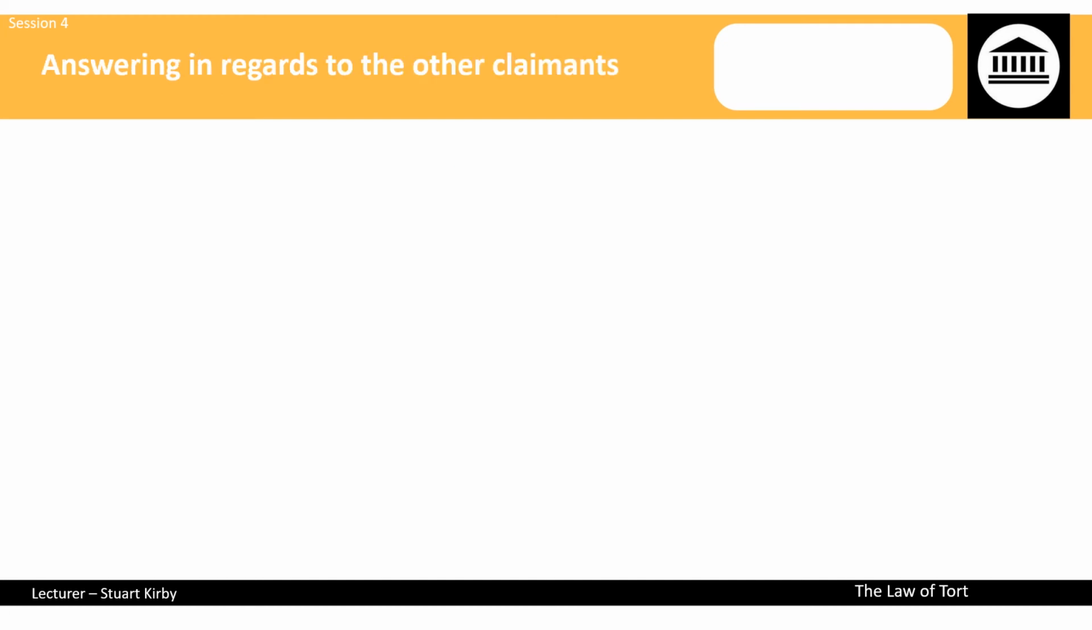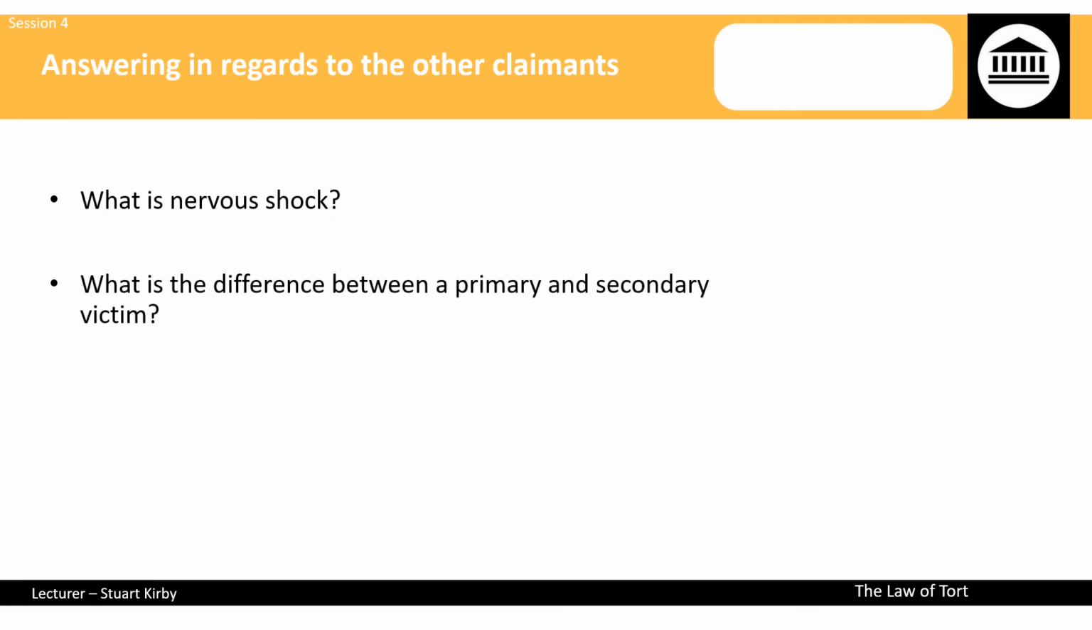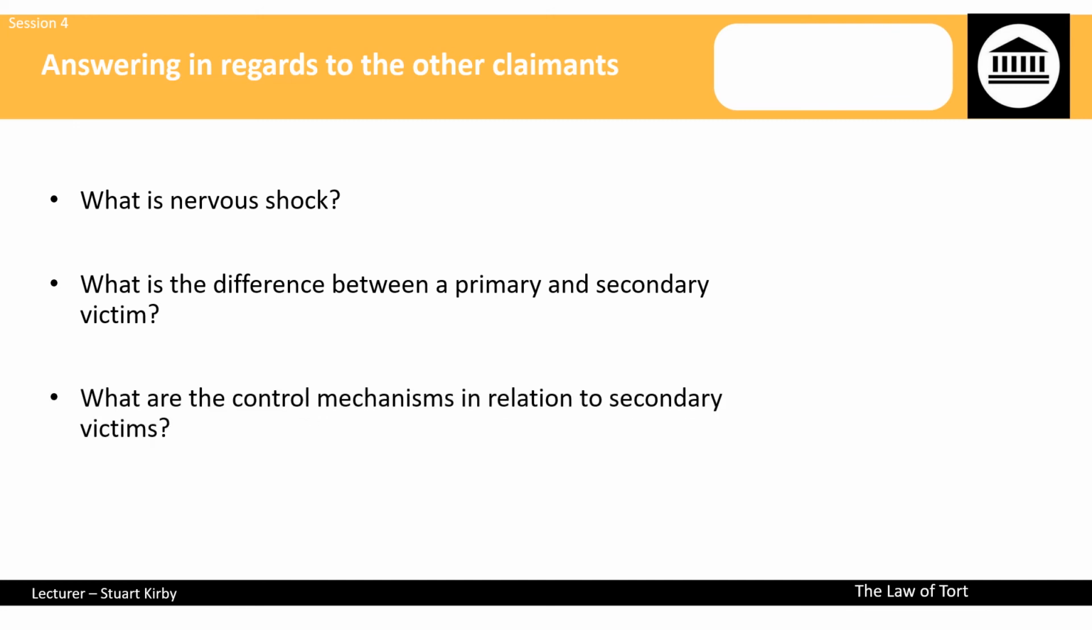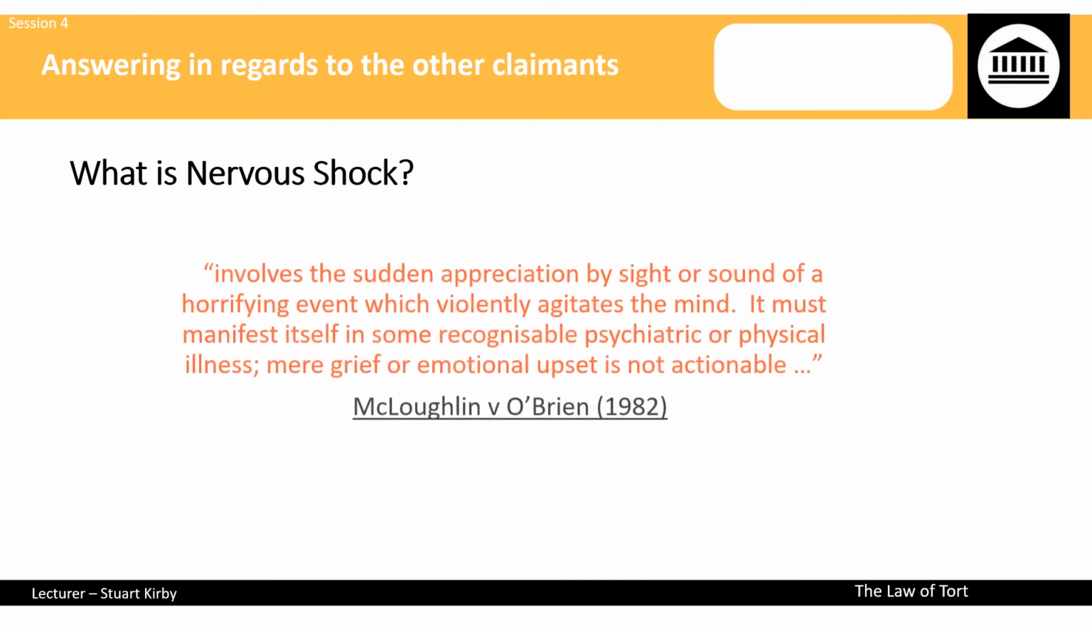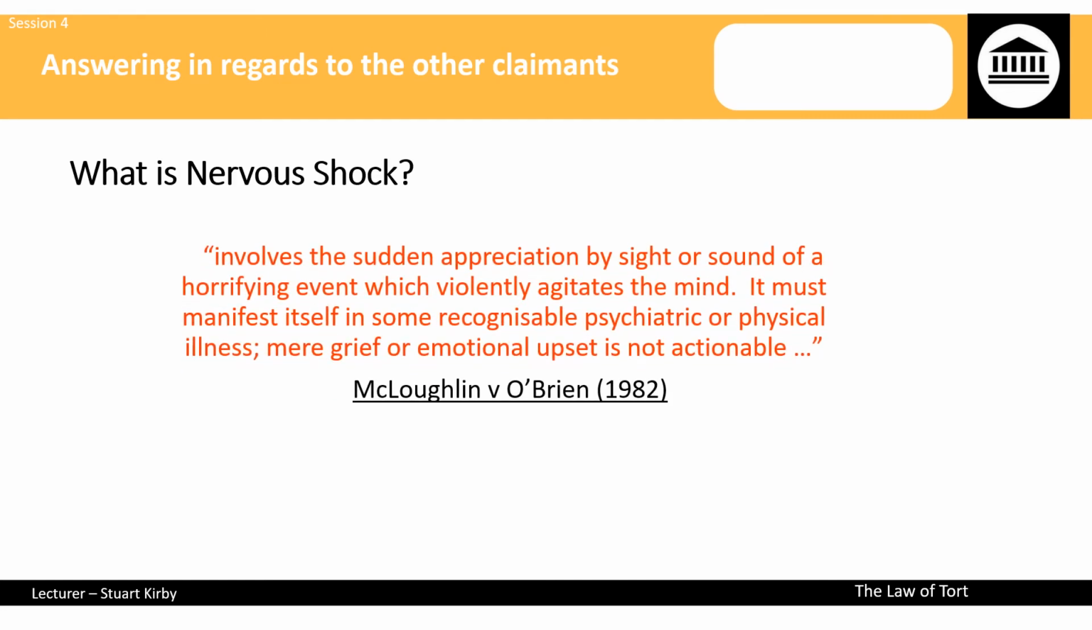So answering this in regards to the other claimants, we need to explain what nervous shock is, and we need to distinguish between primary and secondary victims, and mention what the control mechanisms are in relation to secondary victims, which we're going to be doing in session 5. So nervous shock, there's a few little quotes here, involves a sudden appreciation by sight or sound of a horrifying event which violently agitates the mind. So, you can break this down as you're applying it.